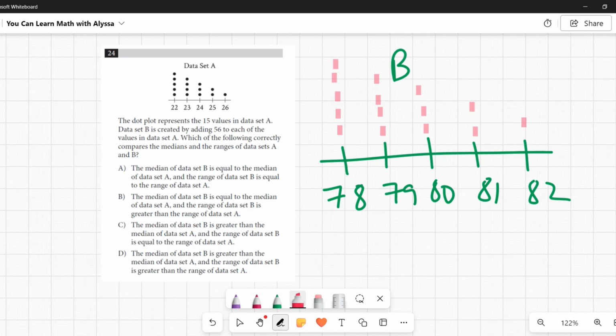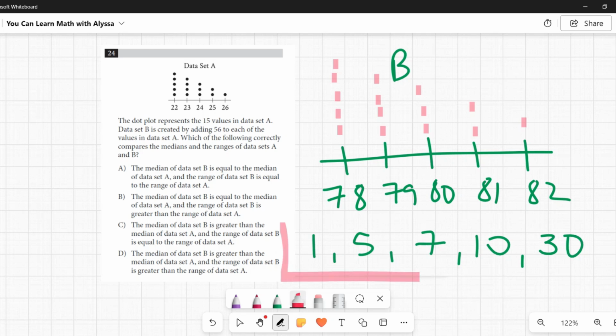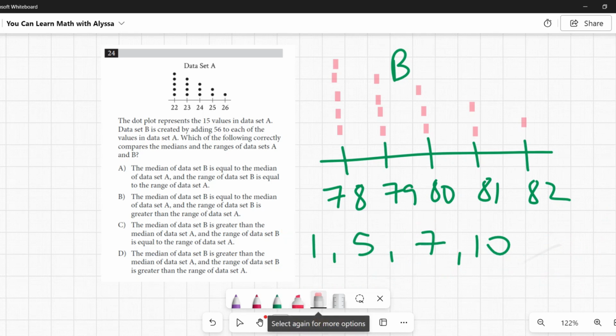Medians and ranges. What is the median? The median is, if I have a list of numbers, the number that is the middle number in that list. So here there's 5 numbers. The number that's in the middle of that list, 7, is the median. If it is an even number of terms, like if there was one fewer here, then you would take the middle 2 numbers and average them.